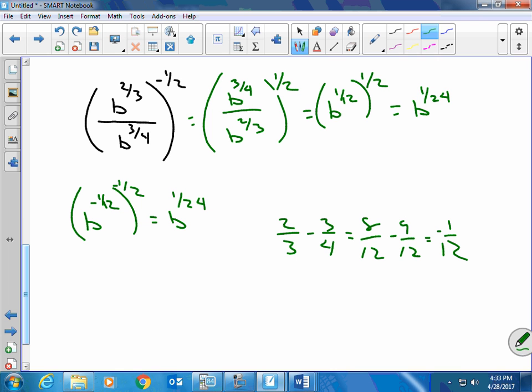All right, if that made sense, you understand radicals to rational exponents, and rational exponents to radicals, and vice versa.